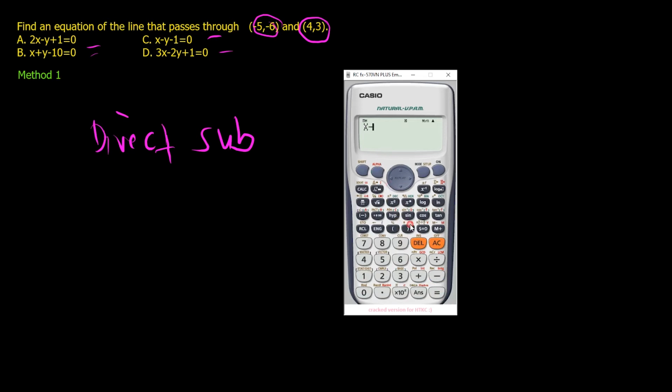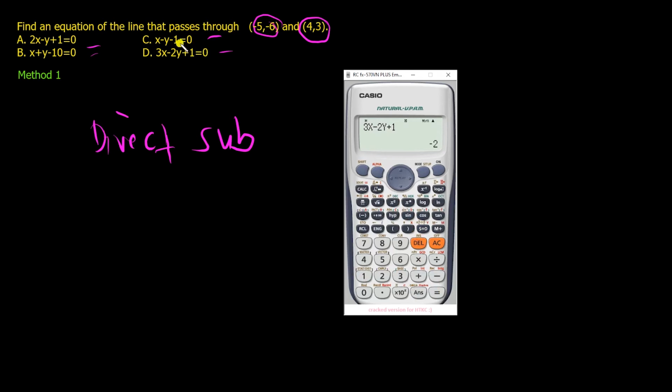X minus y minus 1 should be 0. The answer is 0. So, meaning to say, negative 5, negative 6 is on the line. The question is to find an equation of the line that passes through these points. So for letter D, 9x minus 2y plus 1 should be 0, it is not. So C is our answer.